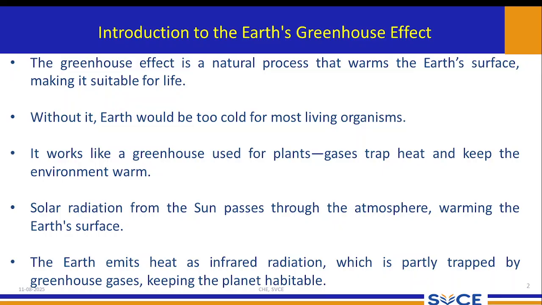It works like a greenhouse used for plants. Gases trap heat and keep the environment warm. Solar radiation from the sun passes through the atmosphere, warming the Earth's surface. The Earth emits heat as infrared radiation, which is partly trapped by the greenhouse gases, keeping the planet habitable. Underline the words keeping the planet habitable. So this is a natural one.